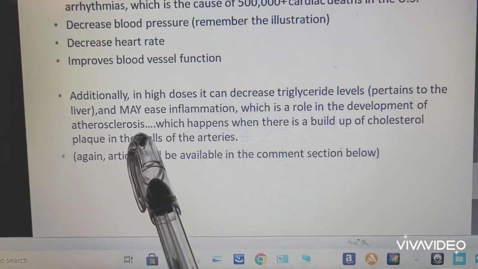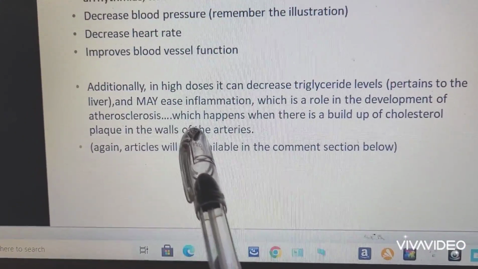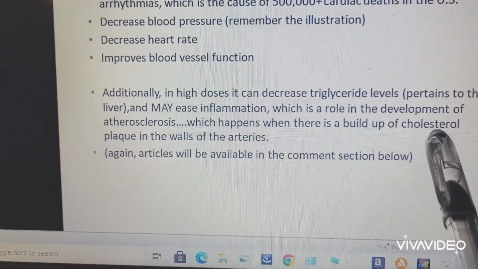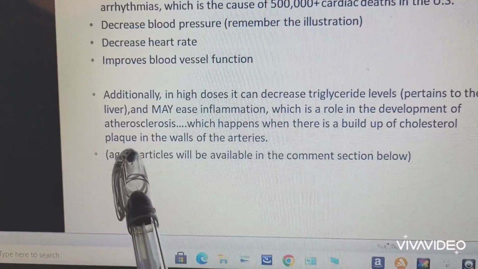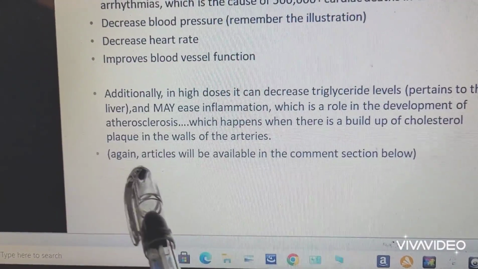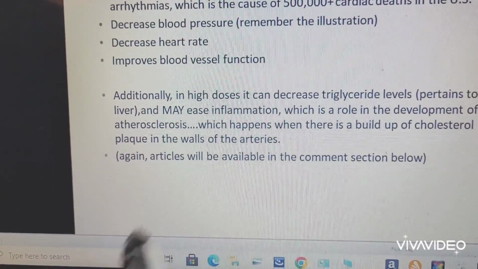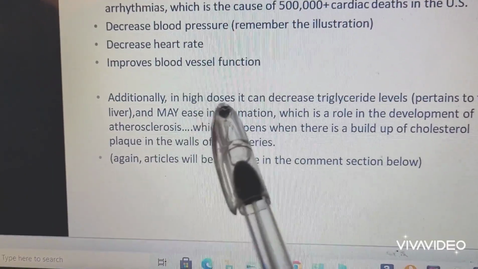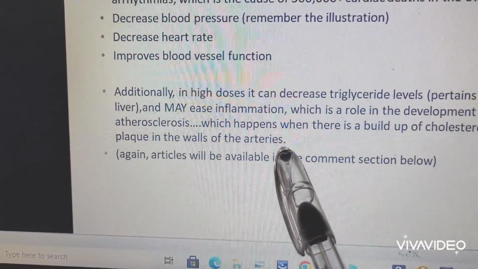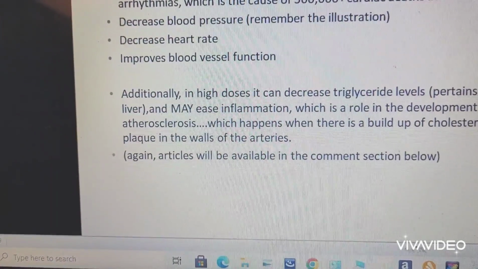Atherosclerosis. Have you heard that word before? Atherosclerosis? But what is that? That happens when there is a build-up of cholesterol plaque in the walls of the arteries. And I just happen to put that again. I will have the article down below. Okay, so this is what it can help prevent. All right, now let's keep moving.